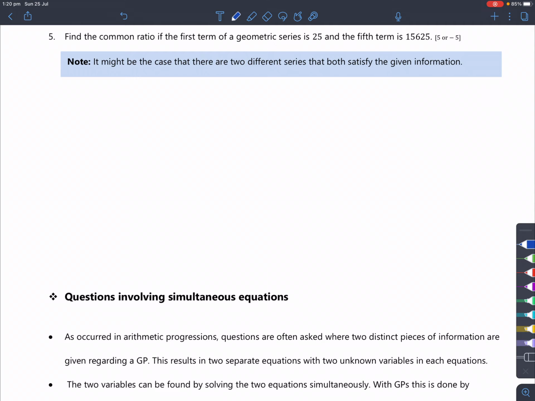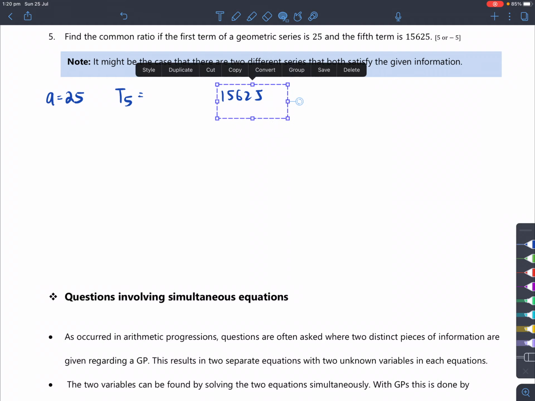Question 5. Find the common ratio if the first term of a geometric series is 25 and the fifth term is 15,625. So in this case, we've got A as 25. You've got the fifth term, T5, equals 15625. Now the thing is, I'm going to rewrite this a bit better. Our first term is 25, right?